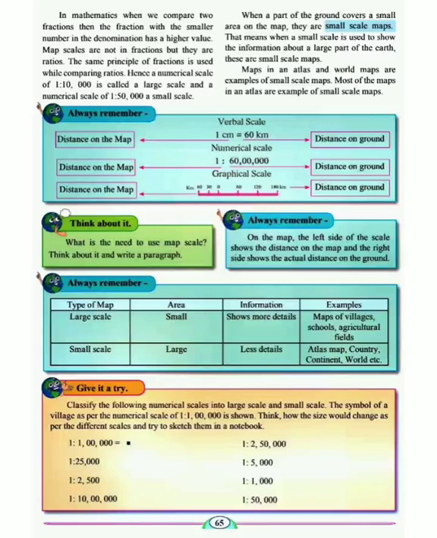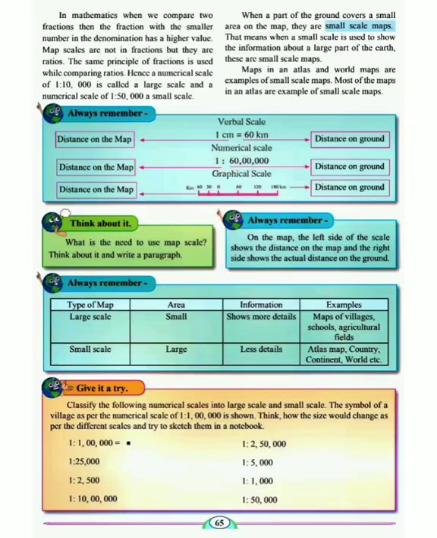What is the need to use a map scale? Think about it and write a paragraph. Why do you think a map scale is required? What is the use of a map scale? According to you, you have to write it down. Always remember, on the map, the left side of the scale shows the distance on the map and the right side shows the actual distance on the ground. So always remember this thing. Okay, underline what the left side shows. The left side shows the distance on the map, and the right side shows the actual distance on the ground.